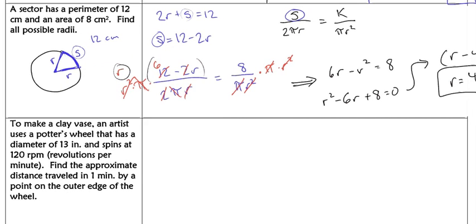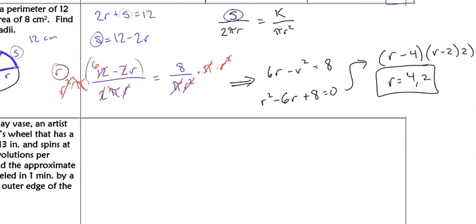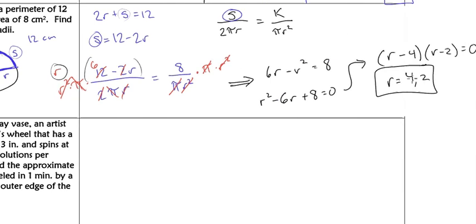And do both those values work out? Yes. If we had a negative number, we'd have to check that a little more, because you can't have a negative length. But there we go. Our radius is 4 and 2 centimeters. Those are two possible values for R.